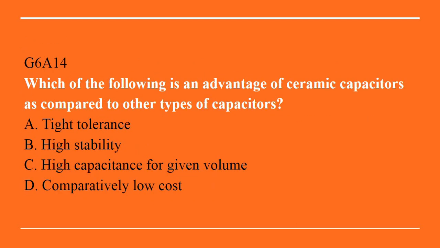G6A14. Which of the following is an advantage of ceramic capacitors as compared to other types of capacitors? A. Tight tolerance. B. High stability. C. High capacitance for given volume. Or D. Comparatively low cost. Answer is D. Comparatively low cost.